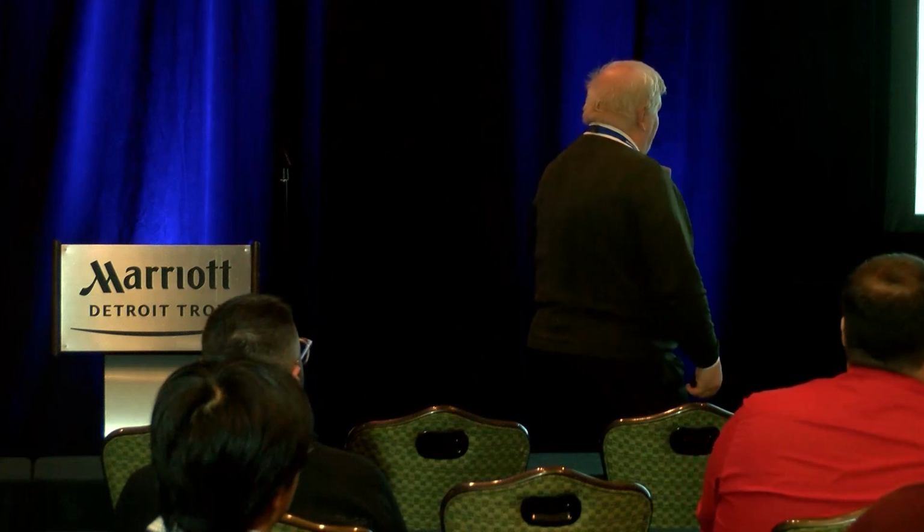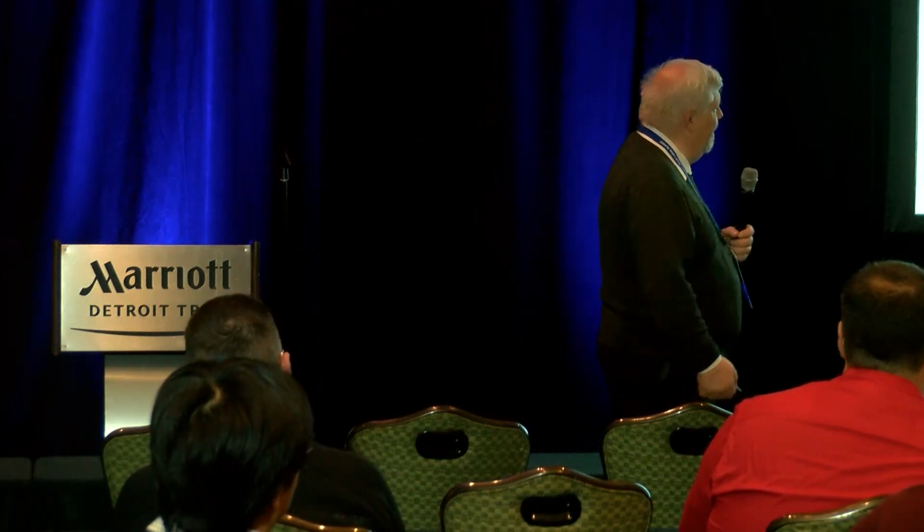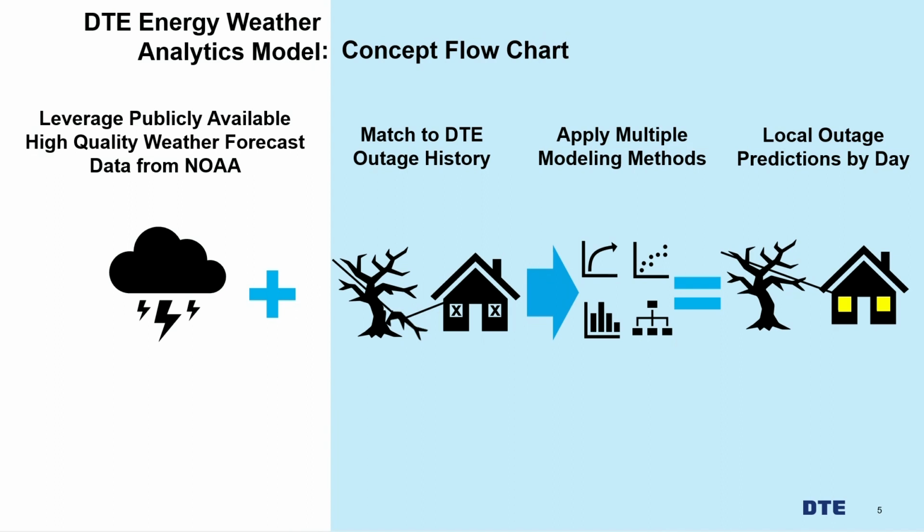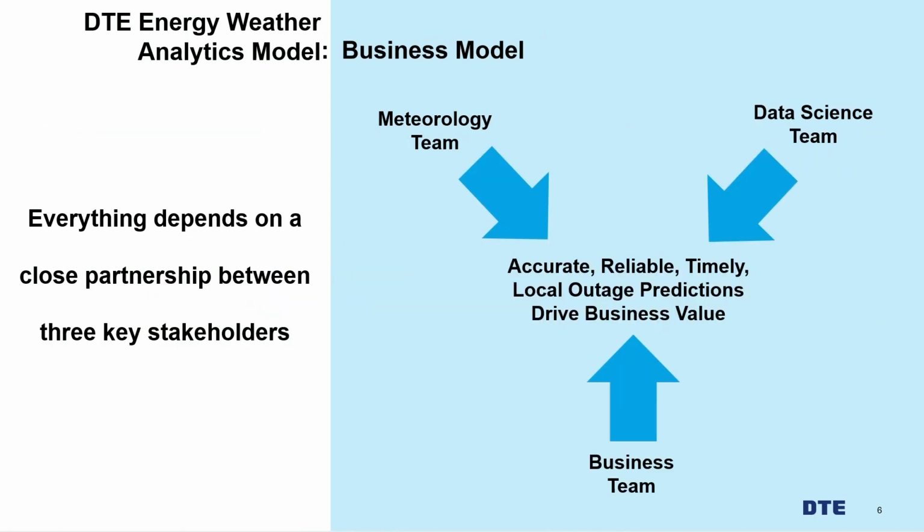So we start with the NOAA data, which is free per use. It takes a lot of work to get it to actually work for us. Match that to outage history. Put that through a series of analytic routines, and the result is we're able to predict how many outages on a given day, a little bit in terms of timing, and it allows for faster response to a storm.